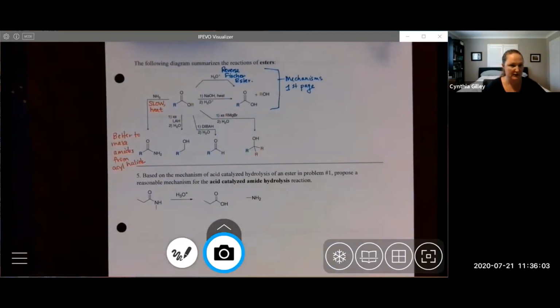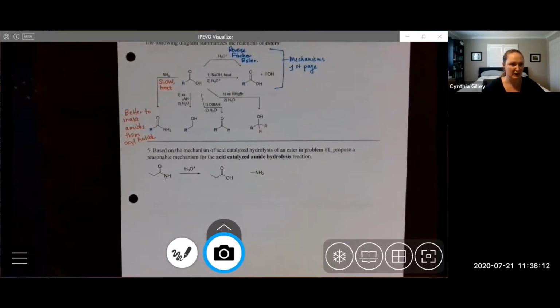That'll just be a much faster reaction, with ammonia reacting with the acid halide instead of an ester. But it's possible that you could do it from an ester.